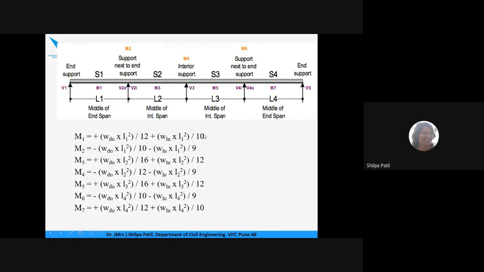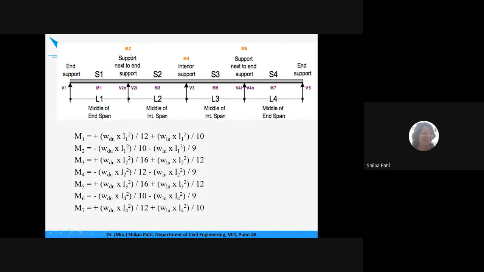Now M2 is the moment at the support. This support is the support next to the end support. This is my end support, and this is the support next to the end support. In a similar fashion, if you consider the other end support on the right-hand side, next to this end support, this is the support. So for the support next to the end support, the M6 value and M2 value both will have the same expression.